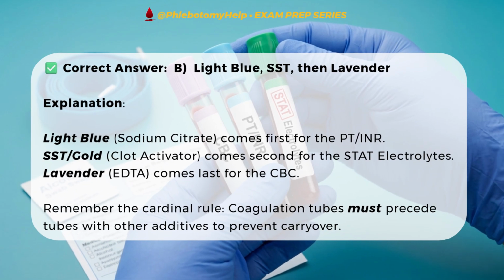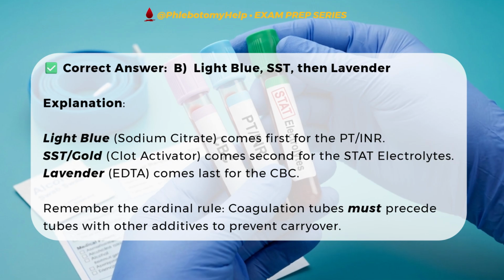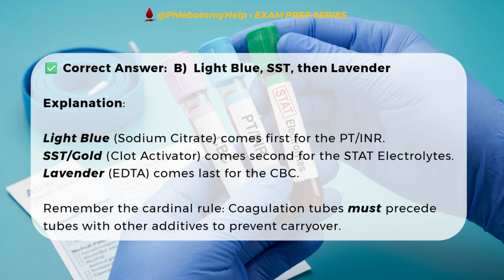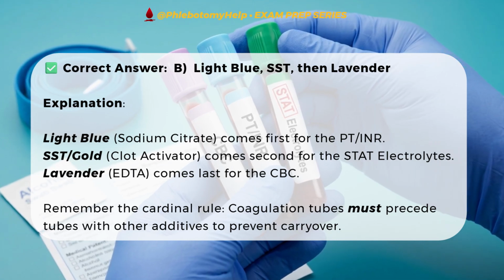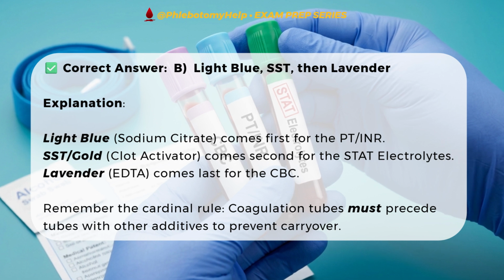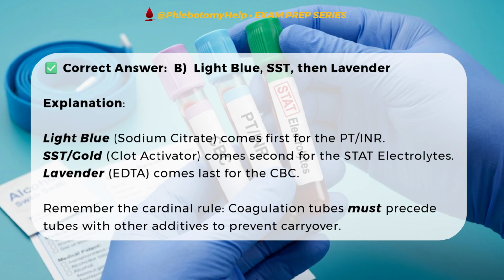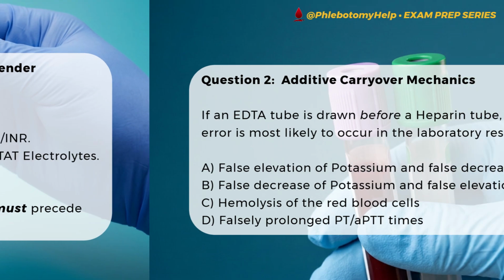The correct answer is B. Light blue, SST, then lavender. Light blue sodium citrate comes first for the PT-INR. SST gold clot activator comes second for the STAT electrolytes. Lavender EDTA comes last for the CBC. Remember the cardinal rule: coagulation tubes must precede tubes with other additives to prevent carryover.